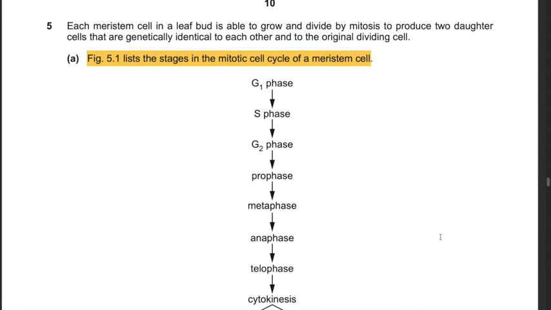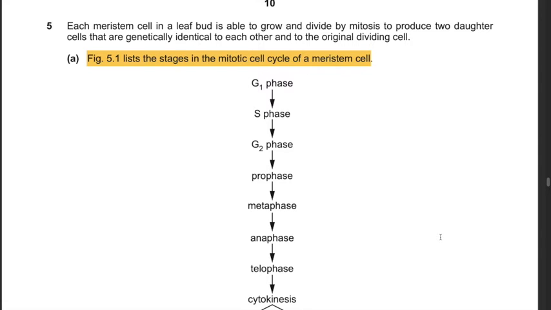Question 5. Each meristem cell in a leaf bud is able to grow and divide by mitosis to produce 2 daughter cells that are genetically identical to each other and to the original dividing cell. Part A. Figure 5.1 lists the stages in the mitotic cell cycle of a meristem cell.